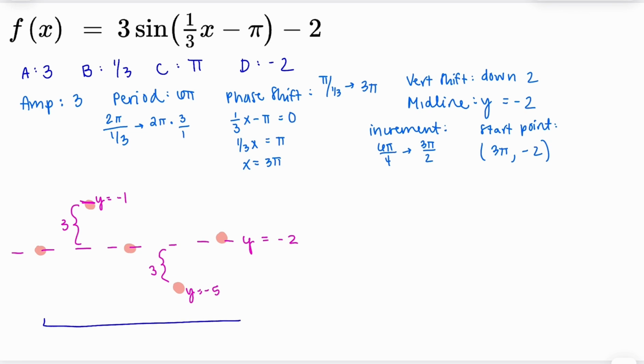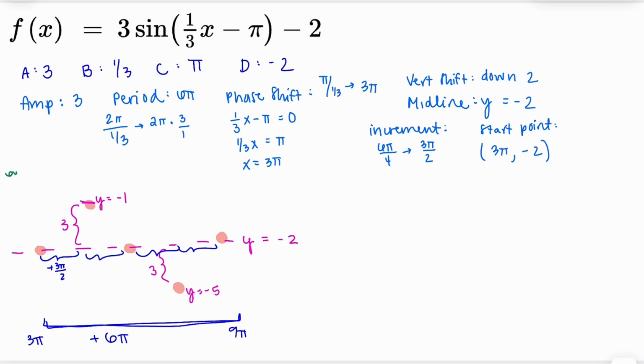Horizontally, I know my period, the distance between these 2 points, should be 6 pi. But I'm starting at 3 pi because of the phase shift. So 3 pi plus 6 pi, that means I should end at 9 pi. Okay. My increment is the distance between the points, and it's 3 pi over 2. I'm going to have to count up by 3 pi over 2, which means making a common denominator. So that's kind of thinking of 3 pi as 6 pi over 2.